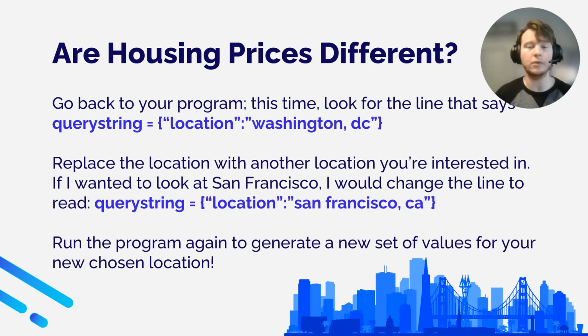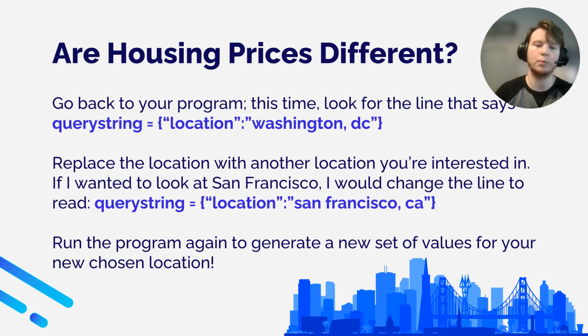Okay, so we're now going to move up to our two-sample confidence interval problem. What we want students to do is go back into their program, look for the line that says query string equals location Washington, D.C., and replace this with another location they're interested in. If I wanted to look at San Francisco, I would change that line to read query string location San Francisco, CA. Students will need the city, comma, the state abbreviation, so you might need to support them a bit on that. But the goal is that they're looking at some location that they're interested in.